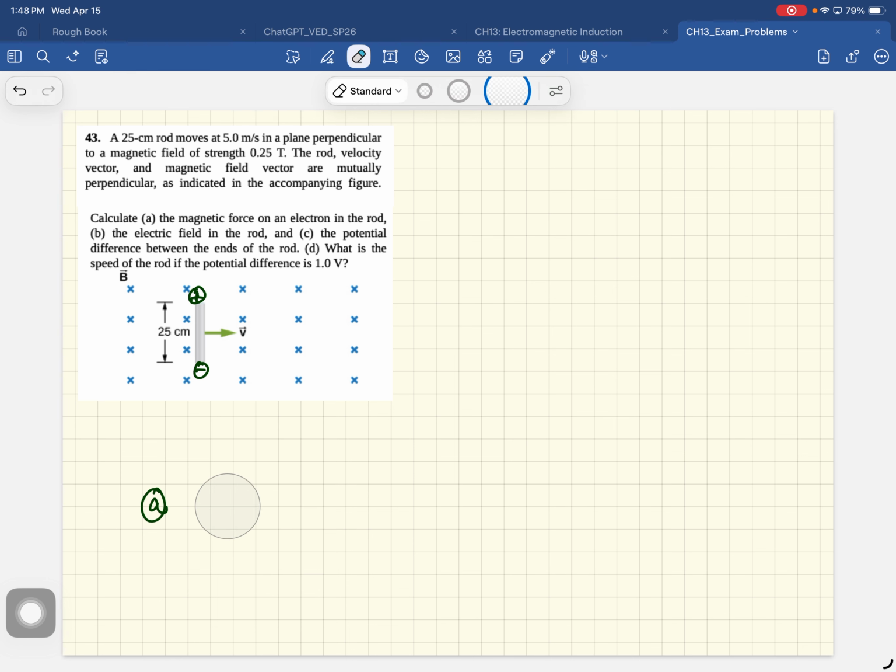The potential difference between the ends of the battery, the voltage induced, is BLV.